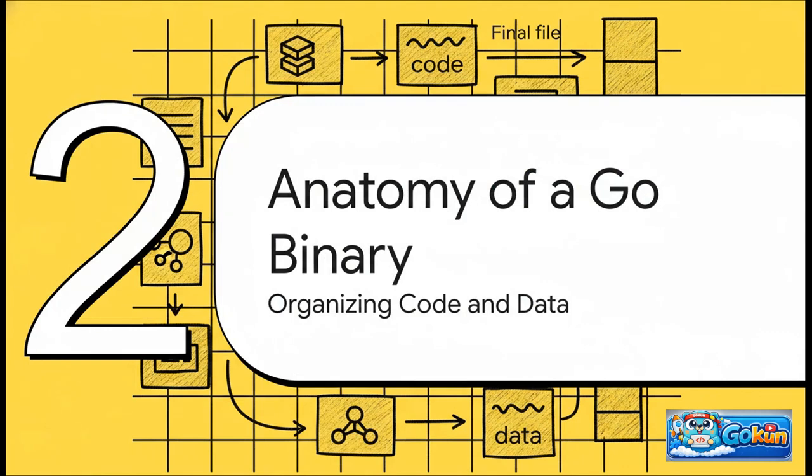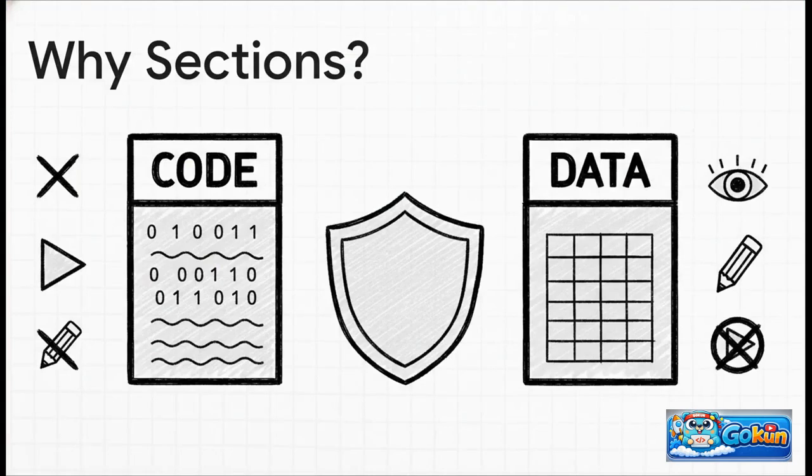Now, to make all those decisions, the linker needs an organizational blueprint. It can't just dump all your code and data into a file randomly. That would be total chaos and incredibly insecure. Instead, it carefully organizes everything into different sections, and each section has its own specific purpose and its own set of rules. So you might be asking, why even bother with sections?